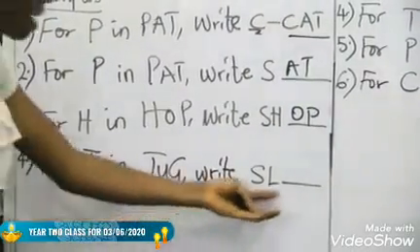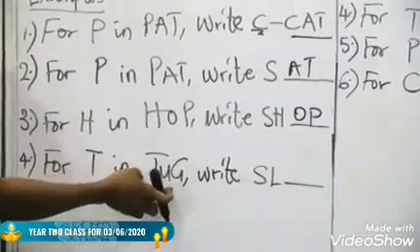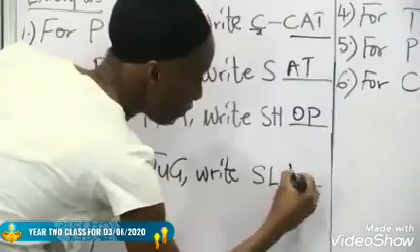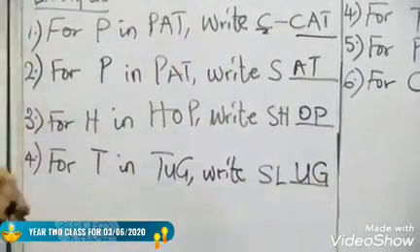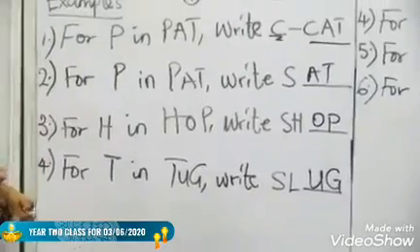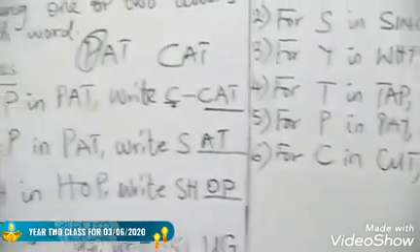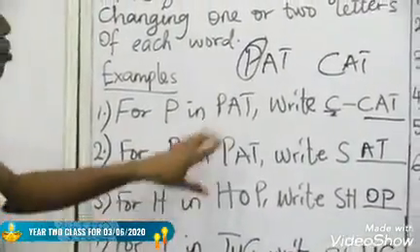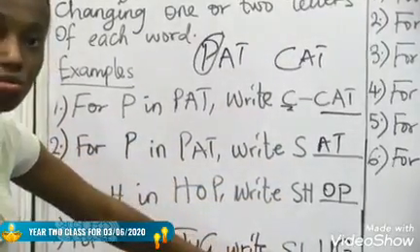For T in tug, you should write SL. Remove your T. What will be remaining here? UG. So you write your UG. I'm very sure that you understand it clearly. It's very simple. For the letters that they've written out here, you just remove them from the words and replace them with the letters that they asked you to write here.